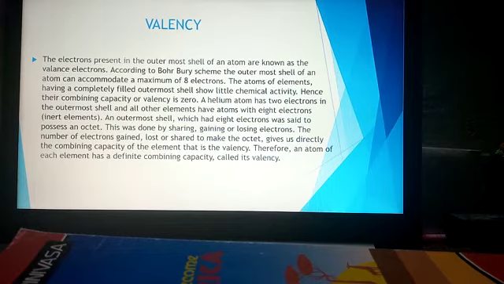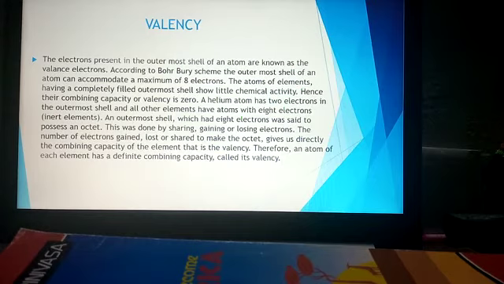An outermost shell which has 8 electrons is said to possess an octet. You call that configuration the octet configuration. So how do you get those 8 electrons? Either by sharing, by gaining electrons, or by losing electrons.